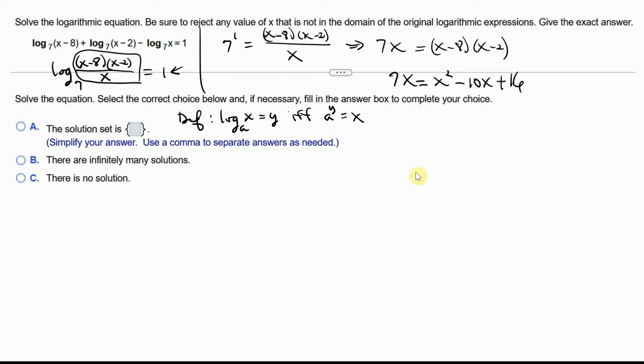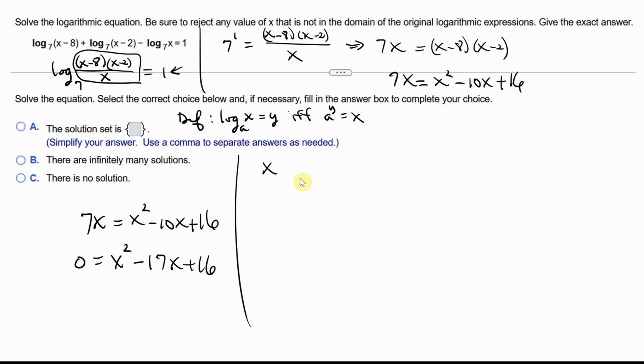Subtract 7x on both sides. Just write it down here. So we got 7x is equal to x squared minus 10x plus 16. Subtract 7x on both sides. So we're going to factor. Looks like x minus 16 and x minus 1 equal to 0. So we get x equal to 16 and x equal to 1.